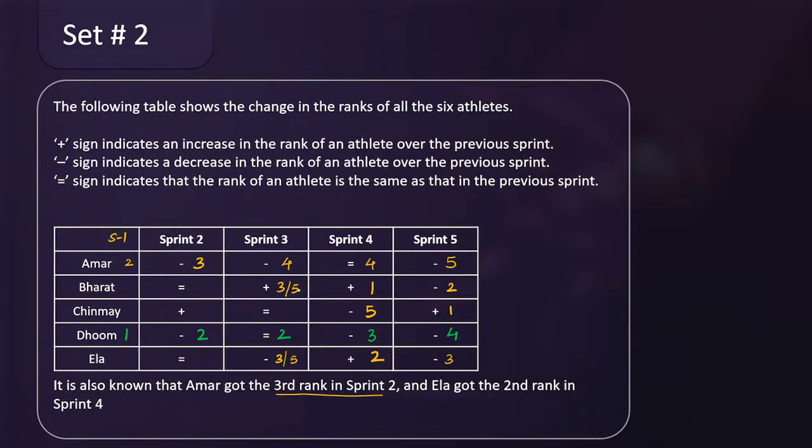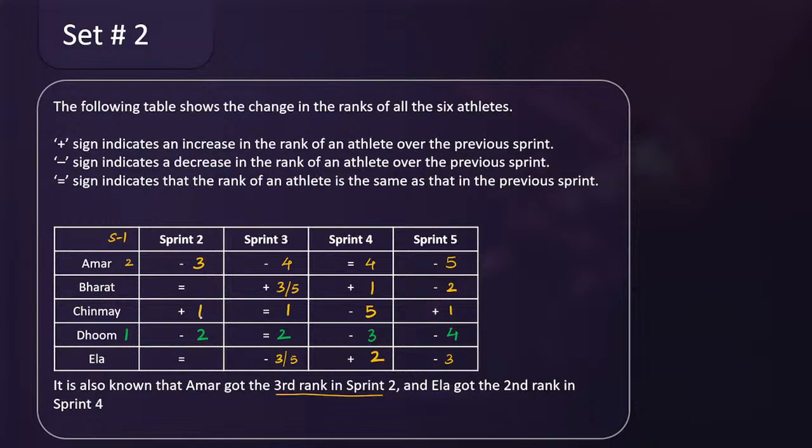So Bharat will have either 3 or 5 in sprint number 3. Ela will have either 3 or 5 in sprint number 3. So rank 1 will be given to Chinmay only. So Chinmay का rank 1 ही हो सकता है और कोई rank हो ही नहीं सकता. Okay, am I clear? Now let's move and look at sprint number 2. Now sprint number 2, Chinmay. So sprint 2 से sprint 3 equal है. So in sprint 2 and sprint 3 he will have same ranks.